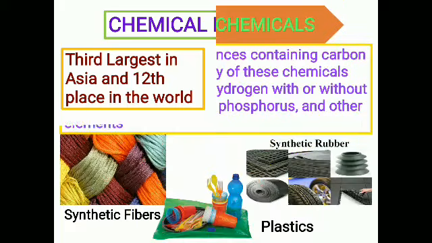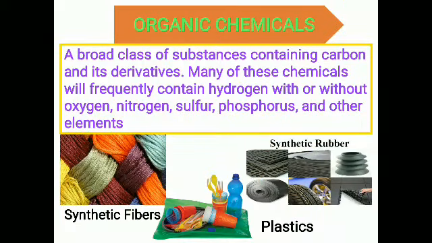Organic chemicals are a broad class of substances containing carbon and its derivatives. Many of these chemicals frequently contain hydrogen with or without oxygen, nitrogen, sulfur, phosphorus and other elements. These organic chemicals include petrochemicals, which are used for manufacturing synthetic fibers, synthetic rubber, plastics, dyestuff, drugs and pharmaceuticals. Organic chemical plants are mainly located near oil refineries or petrochemical plants.